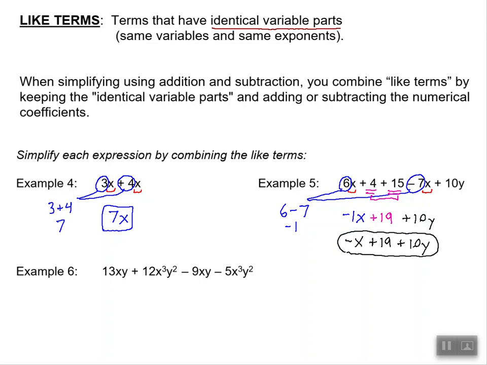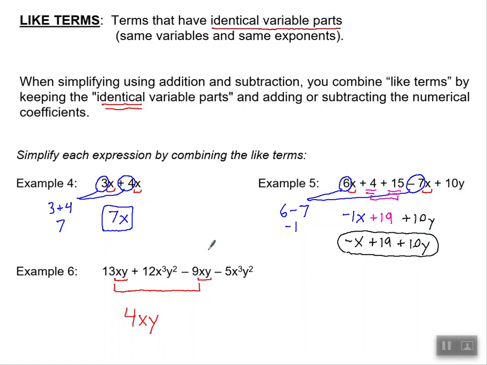Let's look at our final example. I have 13xy, and this is not an xy because these have different exponents. Remember, they have to be identical variable parts. So these two terms are not like terms. But this xy and this xy make these two terms like terms. And if they're like terms, I can combine their coefficients. I see a 13 and I see a negative 9. 13 minus 9 is 4. And then I just keep the xy the same.